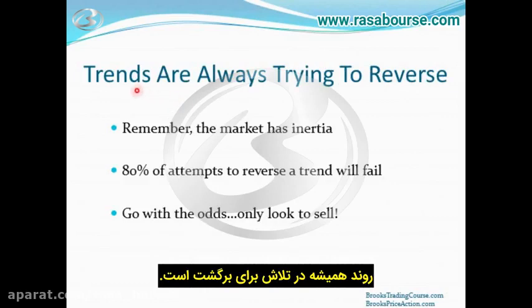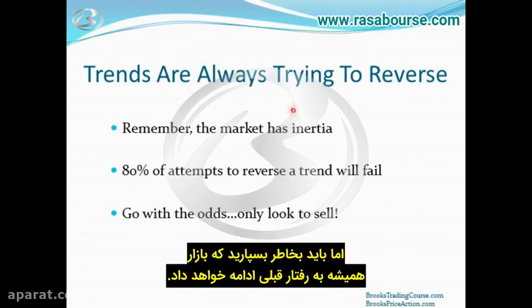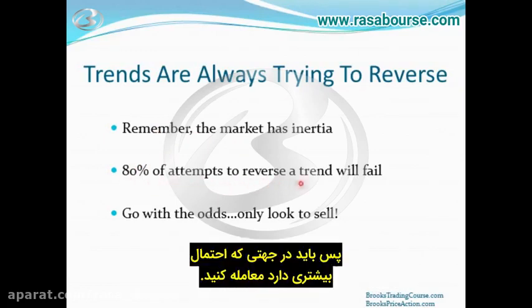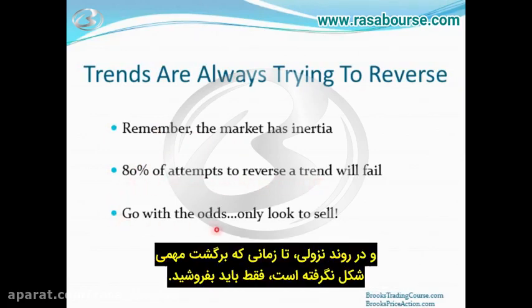Trends are always trying to reverse, but you got to remember the market has inertia. 80% of the reversal attempts will fail. So you got to go with the odds. And in a bear trend, you should be only looking to sell until there's a significant reversal in place.